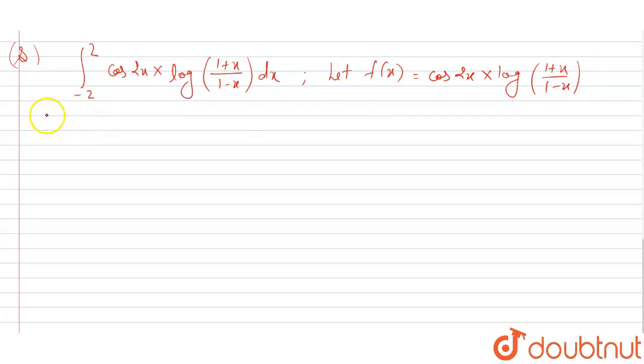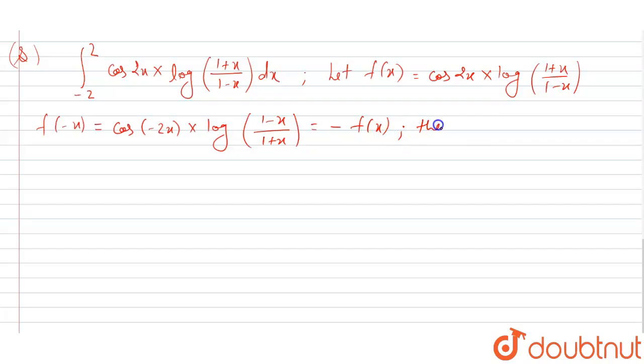Then can we say that this function is an odd function, because f(minus x) will be given as cos(minus 2x) into log of (1 minus x)/(1 plus x), that is equal to minus f(x). So this is an odd function, and for an odd function, the integral from minus 2 to 2 will be equal to 0. So the numerator is 0 and the denominator is not 0. So for S we will get answer 0. Thank you.